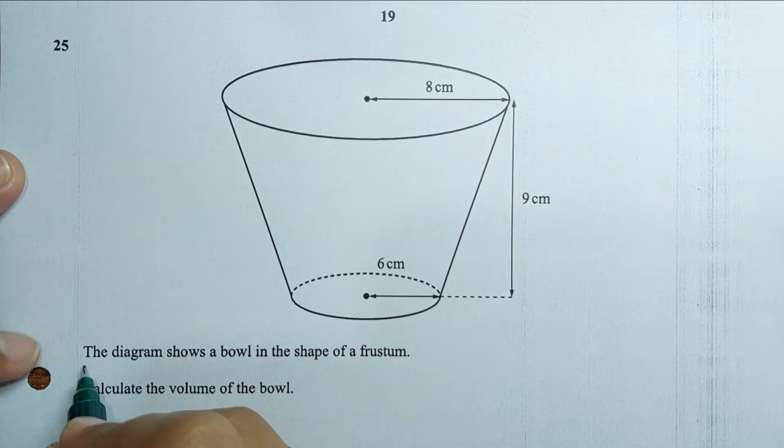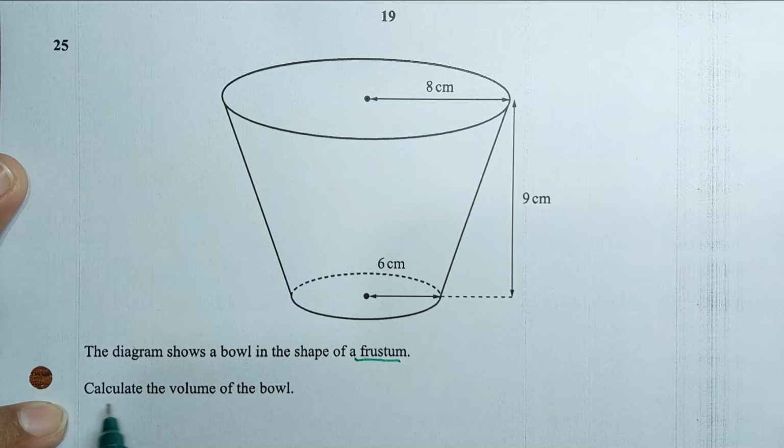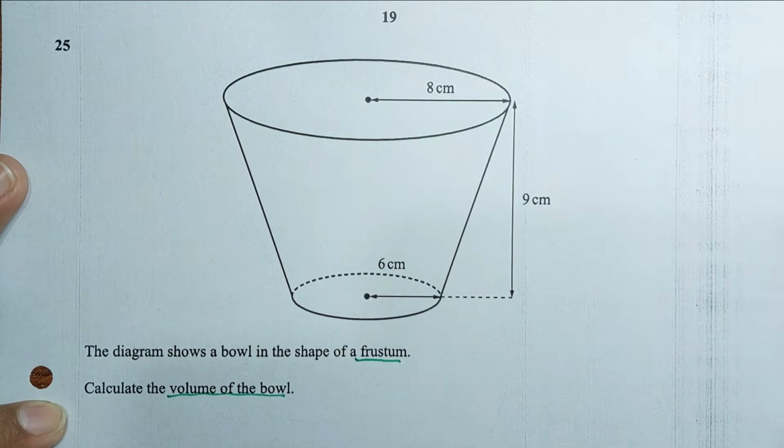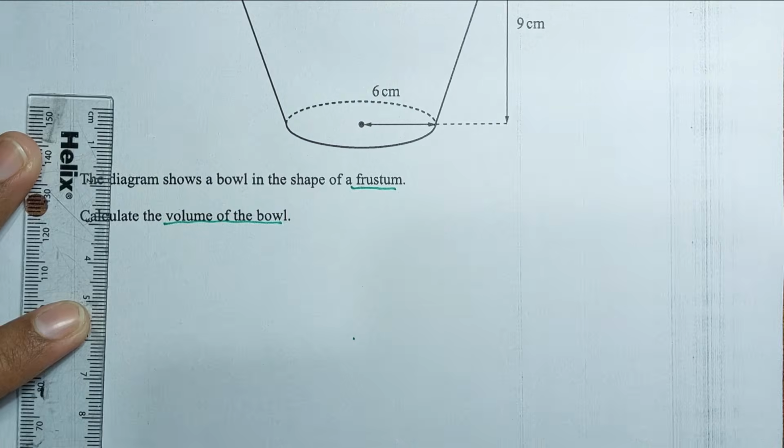Question number 25. The diagram shows a bowl in the shape of a frustum. Frustum is a new thing now in this syllabus. Calculate the volume of the bowl. Okay, so we have to calculate the volume of this frustum. First let me tell you what is a frustum. A frustum is basically a larger cone from which you subtract the smaller cone, and you get the shape of the frustum. Let me draw this.